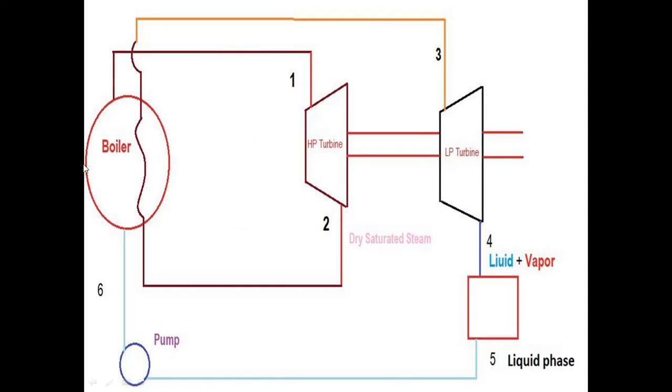How does it work? This problem is a two stage reheat cycle. From the boiler, 1 to 2, the steam comes out of the high pressure turbine as dry saturated steam. Please note this point. You have to solve this problem by using the Mollier chart. That's why you have to note this down.